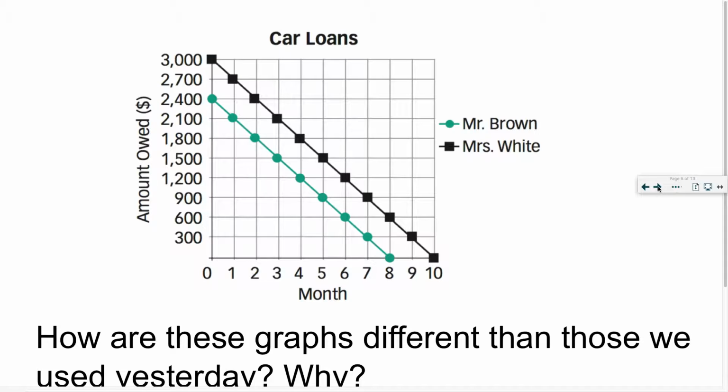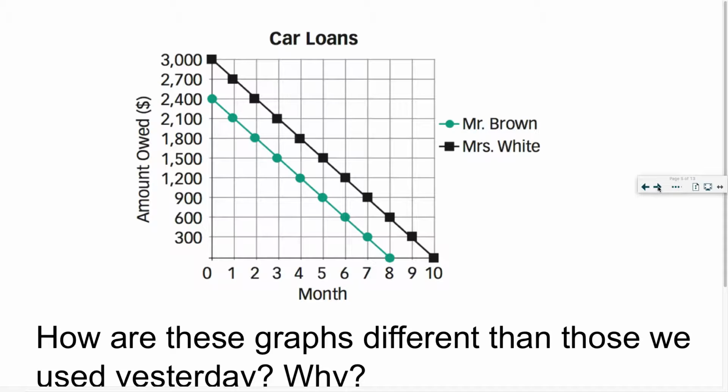What information can you pull about Mr. Brown and Mrs. White? Because our ultimate goal is to compare them. There's like, what, 5 things you could find at least? What do we notice just by looking at this graph? Giovanni, give us one thing. This way pays more. Mrs. White pays more money overall. How do we know she pays more money overall? Because her initial value is 3,000.